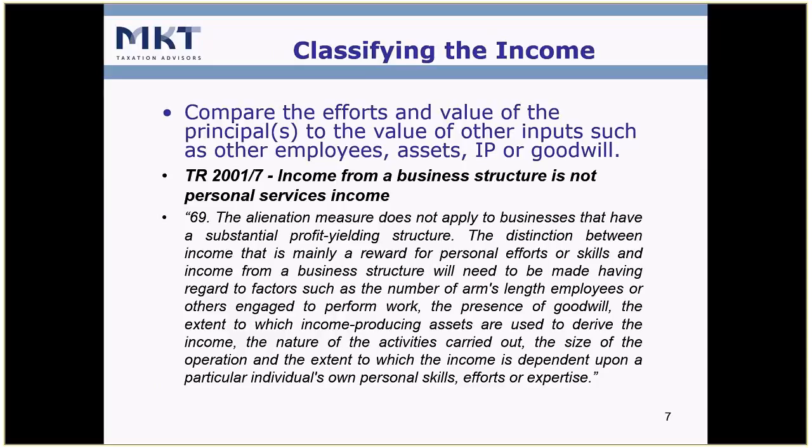And that ruling 2001-7, which deals with what is PSI, is a really good ruling because it had lots of examples and lots of, I suppose, factors that need to be considered when you classify income. And a lot of it is, can you classify it as being, from a professional point of view, income from a business structure or personal services income of the principals? And that's the one that looks at a distinction between number of arm's length employees, presence of goodwill, income producing assets, other things that generate the income of the business other than the principal.